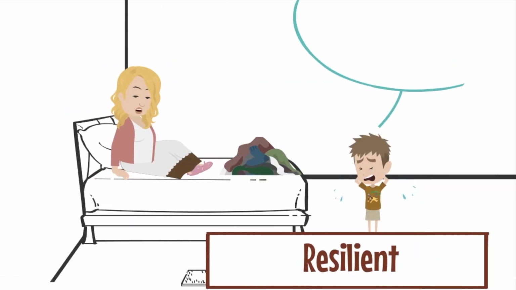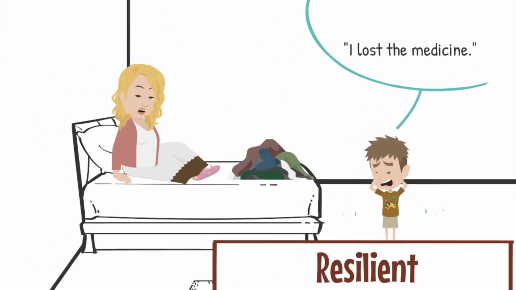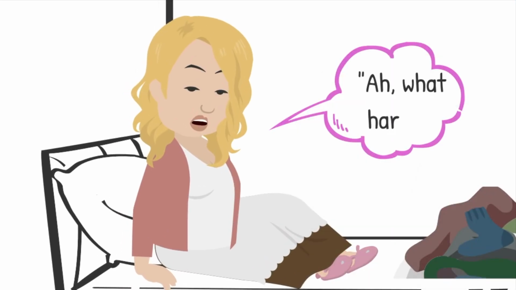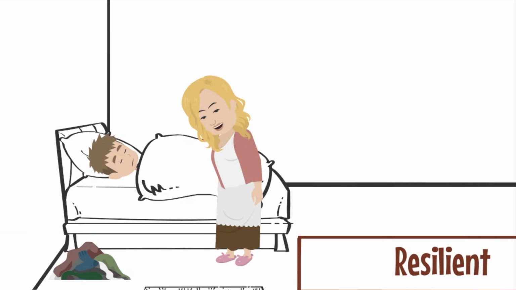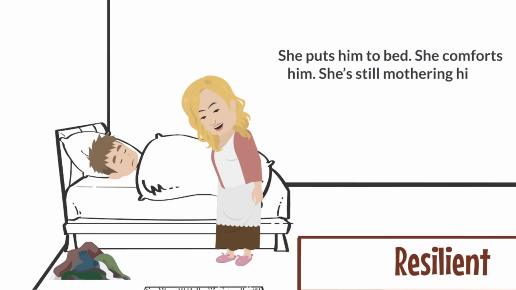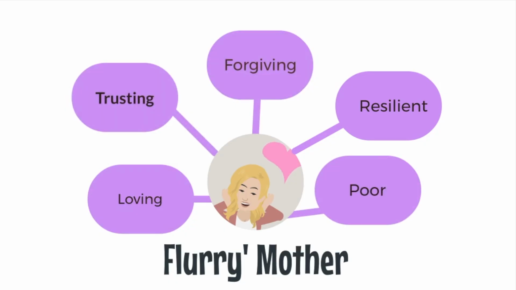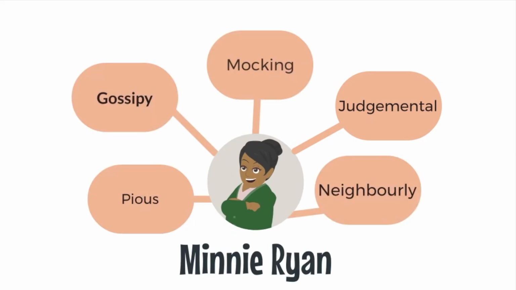And later, when he confesses to drinking the medicine, she doesn't yell. She doesn't blame him. She just says, "What harm?" I mean, that's a true mother. She puts him to bed, she comforts him, and she's still mothering him even though she was the one who needed care. And that's what makes her powerful. She's resilient, she's soft, but she's steady. And when you think about it, she's the reason why Fleury felt safe enough to admit that he had made a mistake in the first place.